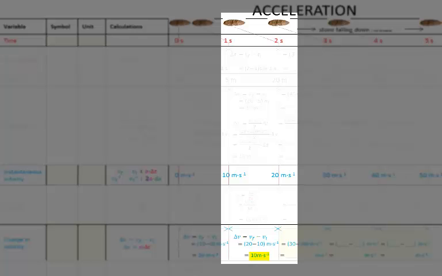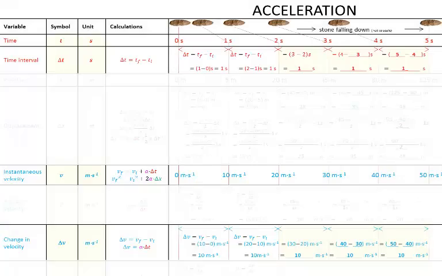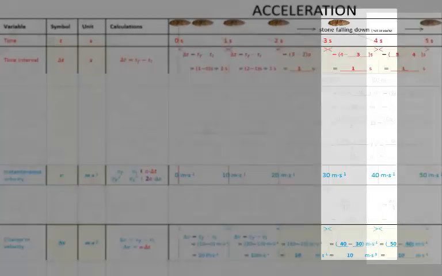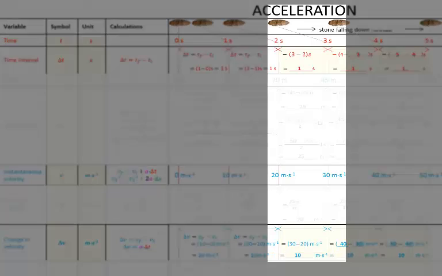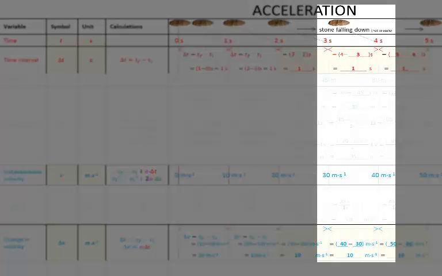Pause the movie while you complete the rest of the gaps. Can you see that for each of these intervals, the velocity changes 10 meters per second? For the third second, final velocity 30 meters per second, initial 20 meters per second, 30 minus 20, 10 meters per second change. For the fourth second, final velocity 40 meters per second, initial 30 meters per second, 40 minus 30, 10 meters per second change.